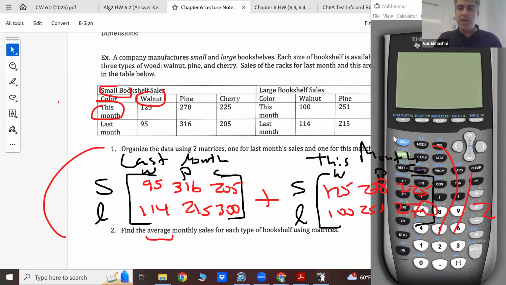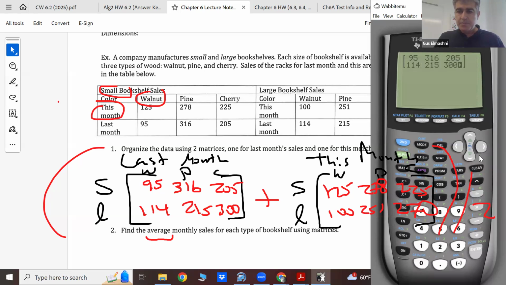So here's what you're going to do. You can just watch for now or follow along. It's up to you. Hit alpha zoom. Let's make it a 2 by 3. And just type in the numbers. So 95, 316, 205, 114. It's going to take time regardless if you do them individually or as a matrix. So you just kind of have to deal with it.